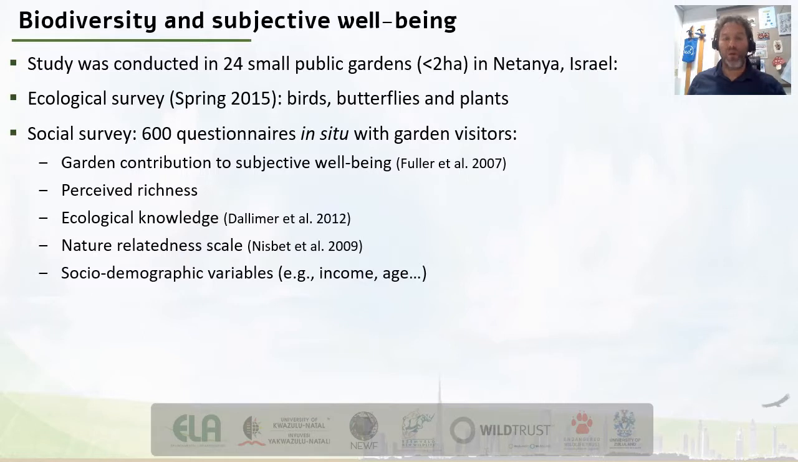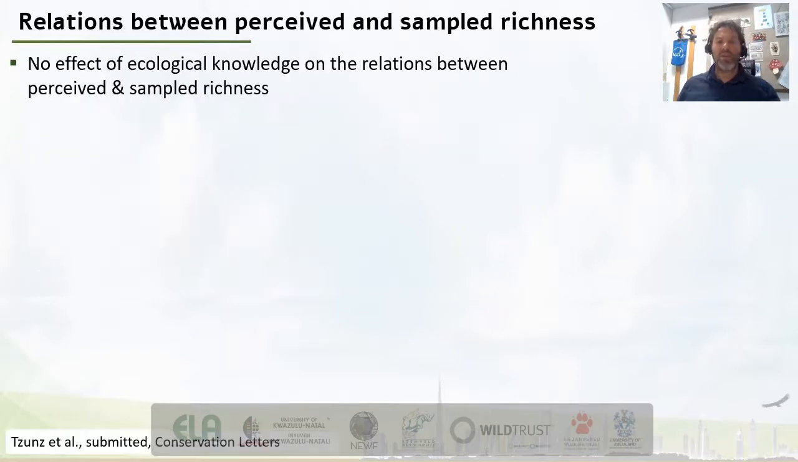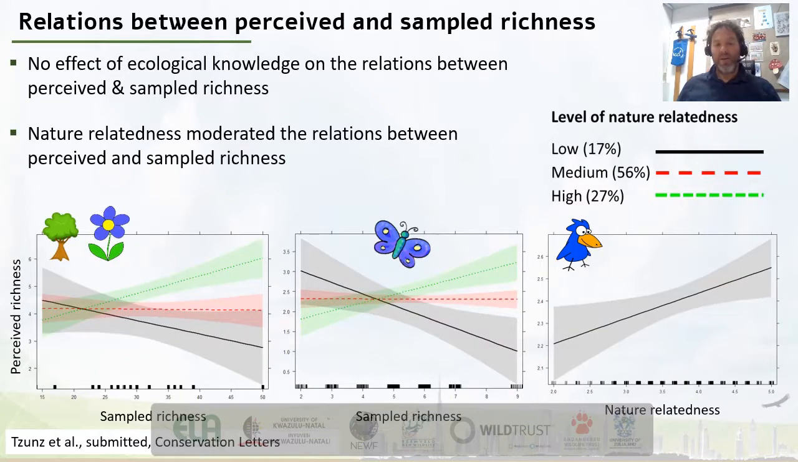And finally, as we saw, demographic variables are crucial, so we collected them and used a linear model to look for relationships. So the results are rather complex. First of all, we found no effect of ecological knowledge, unexpectedly, on the relationship between perceived and sampled richness, but we did find that nature relatedness actually moderated the relation between perceived and sampled richness. So people who are very highly connected to nature, here in green, about 27% of the population, managed to perceive the garden as rich when it was rich and poor when it was poor.